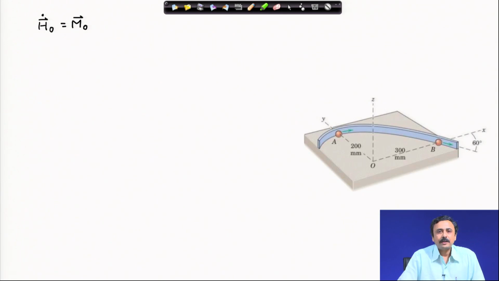We start by writing the angular impulse angular momentum relation that we have just now derived. Rate of change of angular momentum about O is the moment of all forces acting on the particle about O, which is M O.